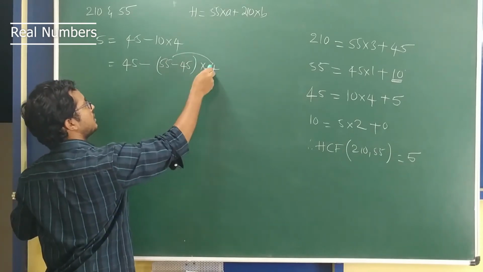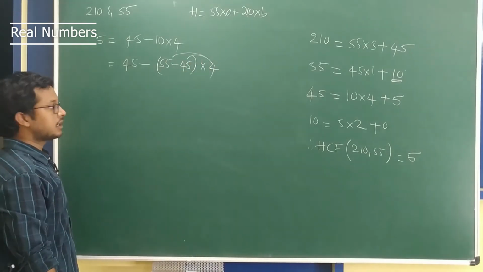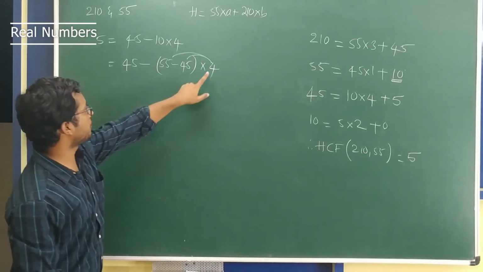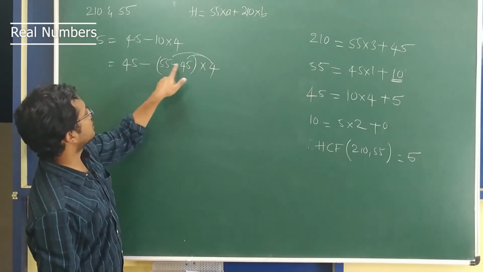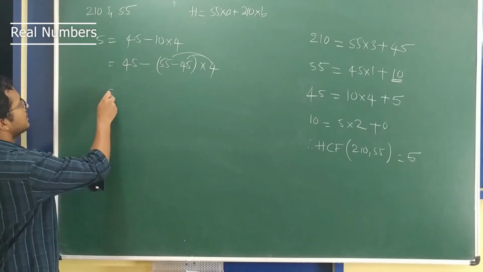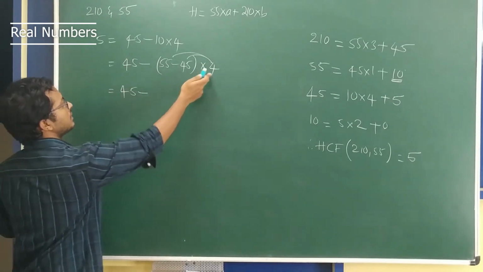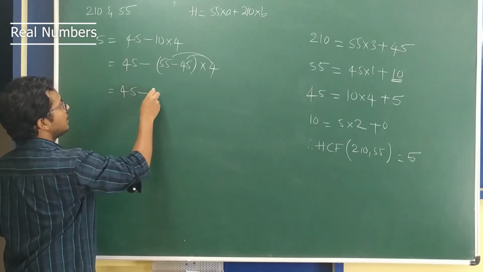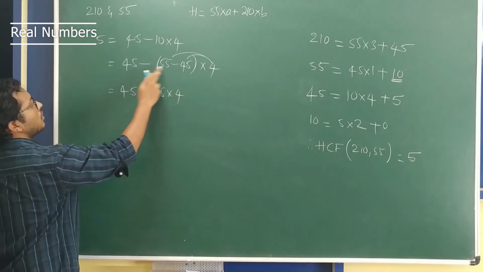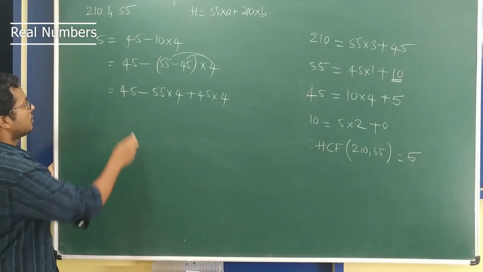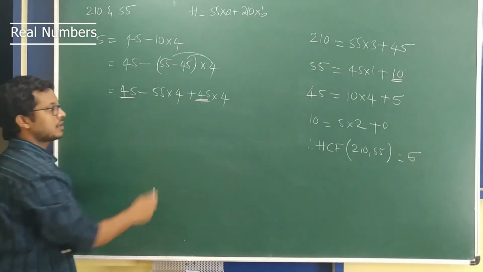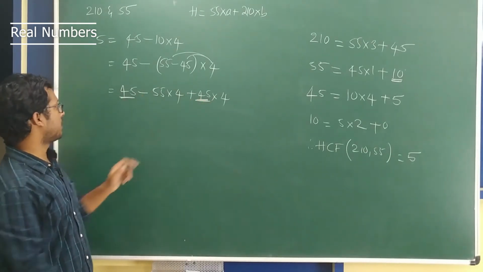Alright, so let's apply the distributive property and take this 4 inside. Please don't multiply or simplify this one. Don't do anything. We'll just take it inside and write it as multiplication itself. So get this minus also inside. So it will be minus 55 into 4, minus into minus plus 45 into 4. If you see here, I have 45. So we'll simplify this 45.